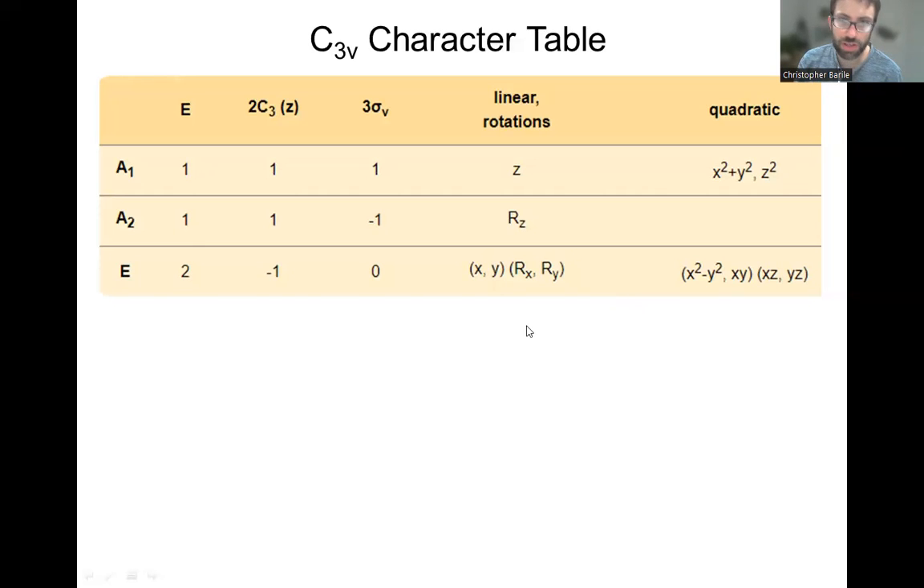Okay, so in this video, we're just following up on the last video where we derived in great detail the C3v character table. And so we just wanted to finish up by checking and deriving how all these functions transform. So we just pulled up the character table. We derived this whole component.